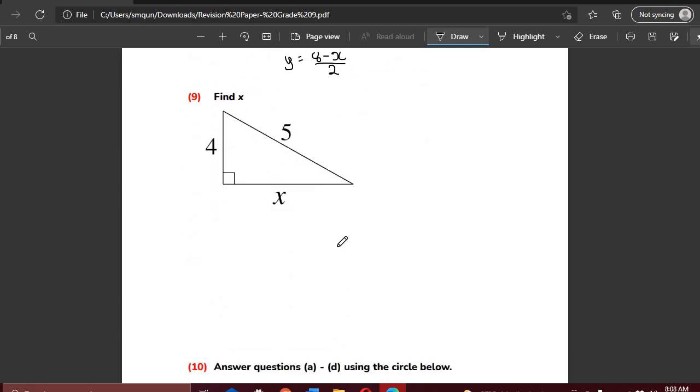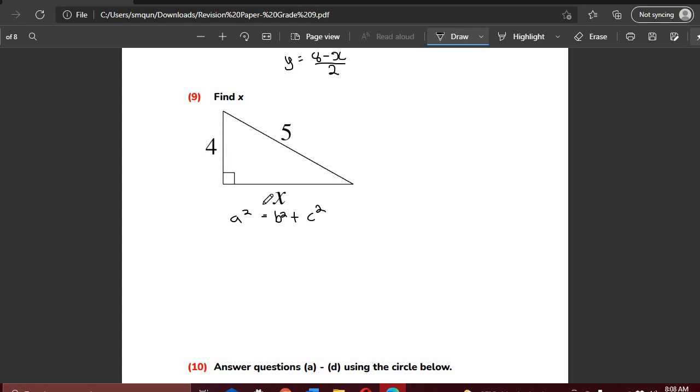Number 9 says find x in this right angle triangle. We know that for right angle triangles, we can use Pythagoras' theorem. So let's use that theorem to find x. We have to pay very close attention to how we write our equation, though. What I like to do is write out my equation and label the sides of my triangle.